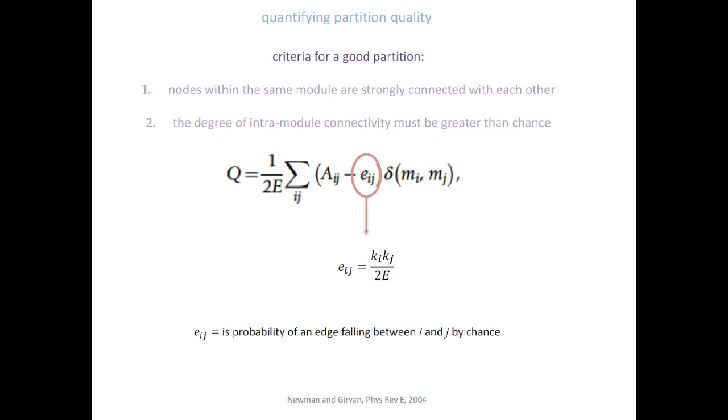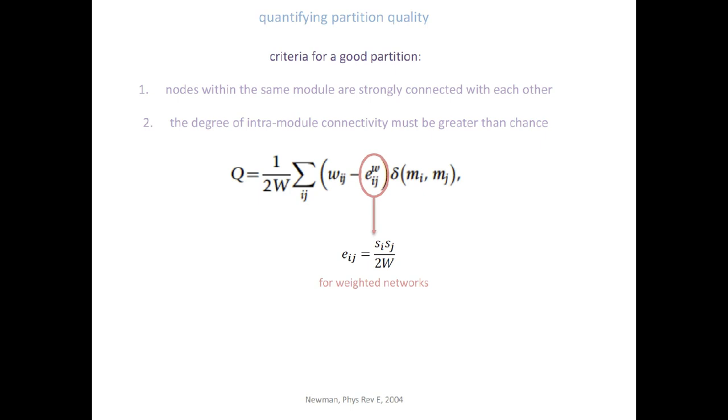Generally in binary undirected networks, and it's often applied in lots of other cases, this is how we define our chance expectation. So then the question is, does our observed connectivity exceed this value? In weighted networks, we substitute the degree with the strength. Remember, node strength is just the sum of the weights attached to a node, and we normalize by the total weight of the network. So we just sum all the weights in the network. It's basically the same idea as in the binary case.